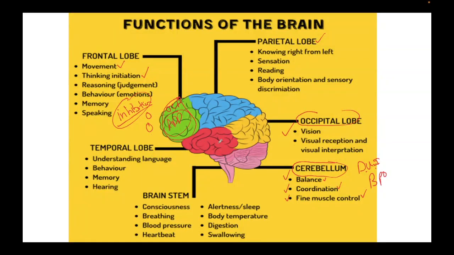The temporal lobe over here is involved with hearing and understanding language, right? Even understanding the tone and the sound and the vibration, being able to interpret that information. A lot of memory is stored deep to the temporal lobe. Now, the brain stem, remember that's the medulla, the pons, and the midbrain.